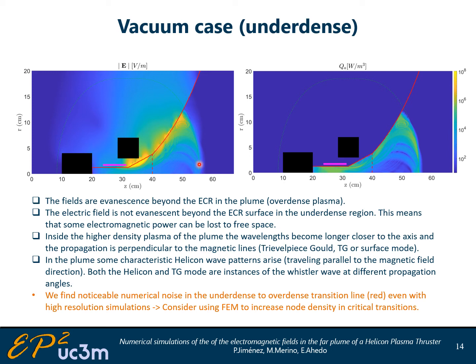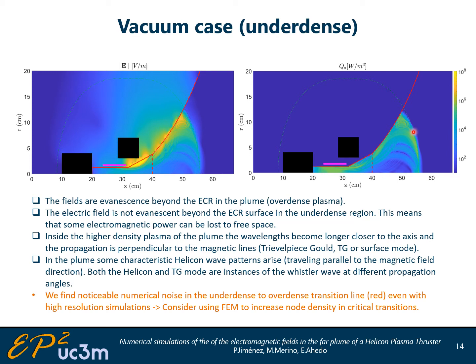Inside the dense plasma, we see some wave patterns that seem to propagate perpendicular to the magnetic field lines. Those correspond to the surface or TG wave mode. And we also see some longer wave patterns that propagate parallel to the magnetic field lines that correspond to the Helicon mode. Both patterns are instances of the well-known Whistler wave that occurs in this overdense plasma region. We see that the maximum deposition is inside the tube, but the deposition in the plume is quite significant.